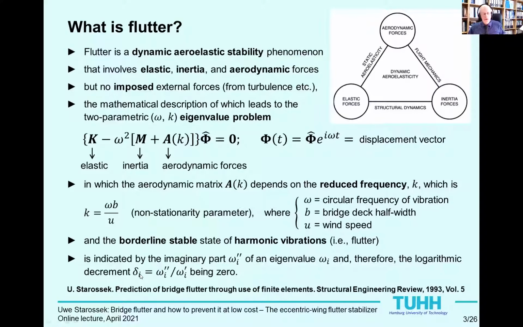A two-step solution procedure can be used. The eigenvalue problem is solved for many different fixed values of k, leading to eigenvalues omega as functions of k.